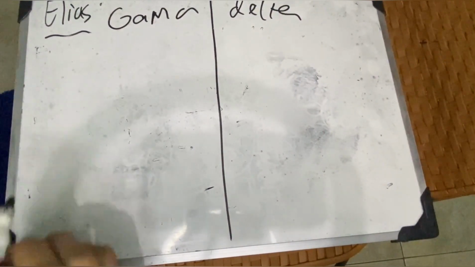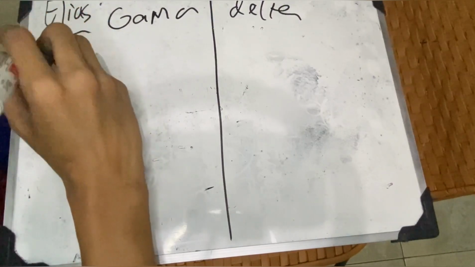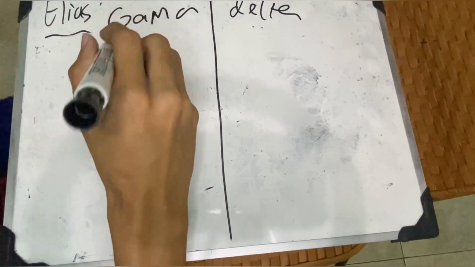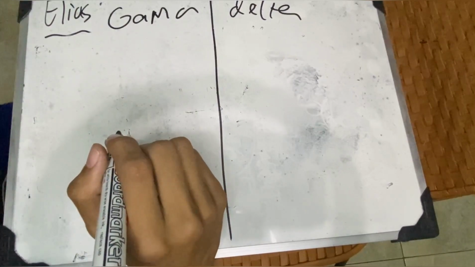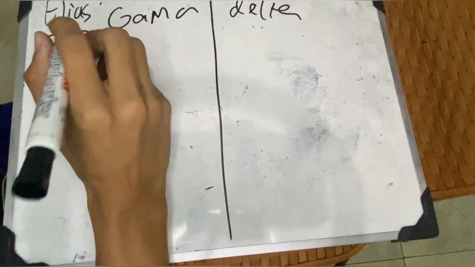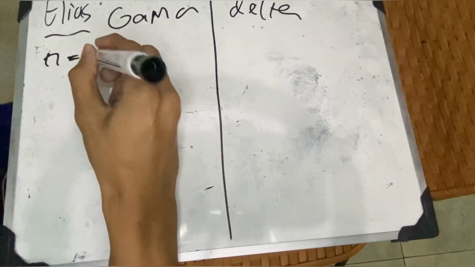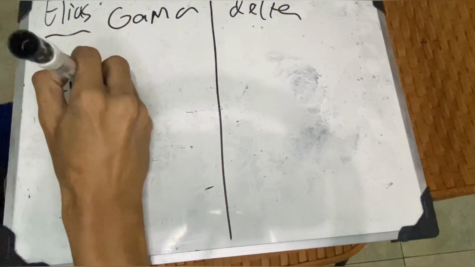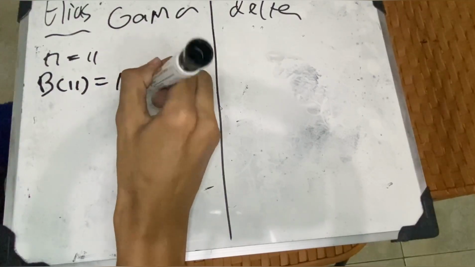Now we can start to examine the Elias coding. First, we will examine the encoding process. We will start from gamma, because in delta the process of gamma will also be used. First of all, we must know the value of n. The n is the data that we want to encode. Let's take an example, where n is equal to 11. Then we convert n to binary, let's say b11. That means the binary of 11 is equal to 1, 0, 1, 1.